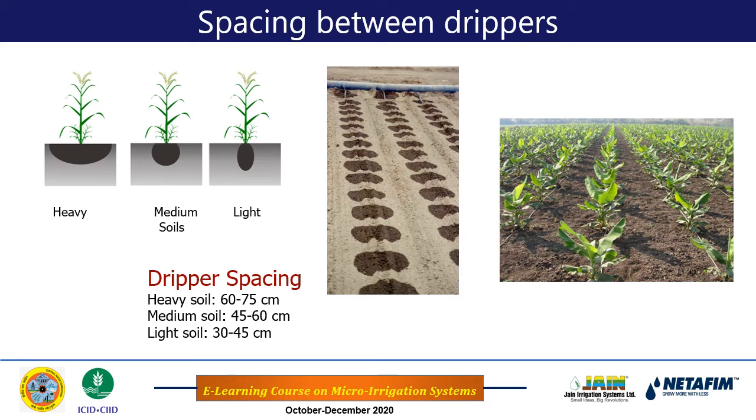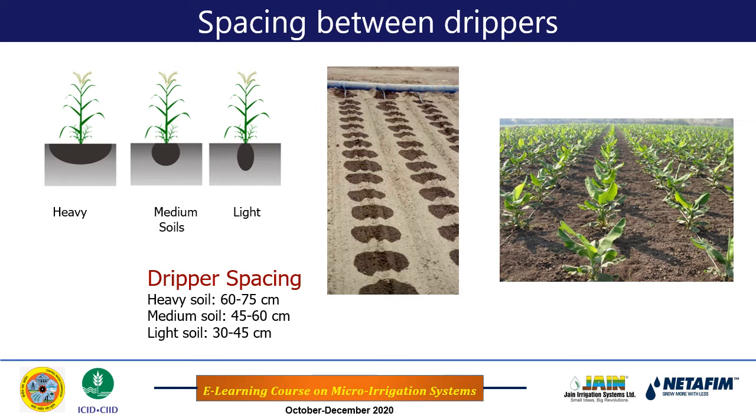Then there is a second row. In the second lateral also, the spacing between the emitters should be such that this entire strip is wetted, and in between two strips there could be a dry patch as shown in the figure. So the spacing between the drippers on the laterals for row crops should be such that it wets the entire strip. That is important in the case of row crops.